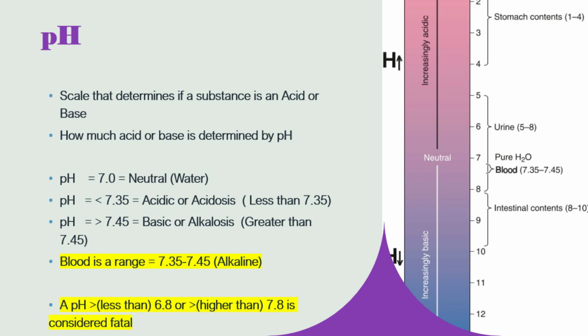Please see the diagram of a pH scale. Notice that the acid end, lower numbers, is at the top of the scale, acidic. And the larger numbers, the basic end, is at the bottom with neutral in the center.